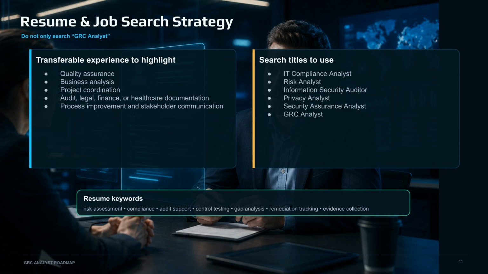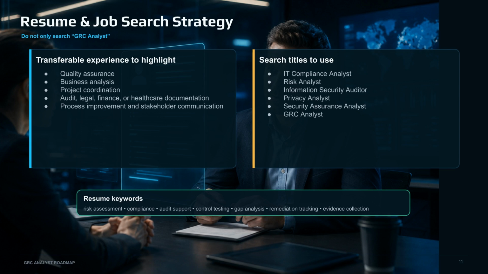Experience in healthcare, finance, legal services, auditing, or other regulated industries may also be valuable because these environments depend heavily on privacy, documentation, compliance, and risk management. Use accurate terms such as risk assessment, control testing, audit support, evidence collection, gap analysis, and remediation tracking when they genuinely match your skills or project work.